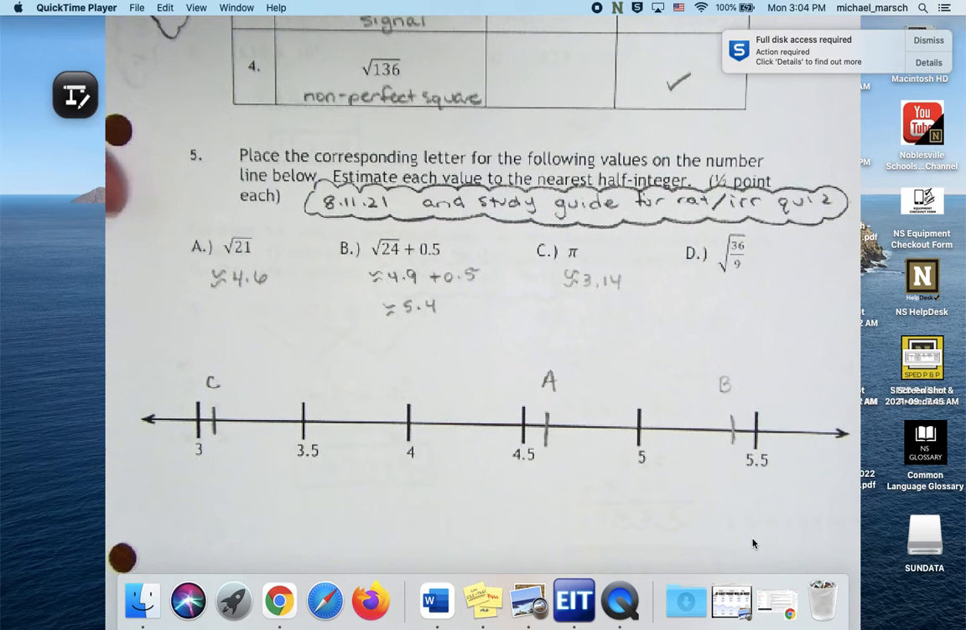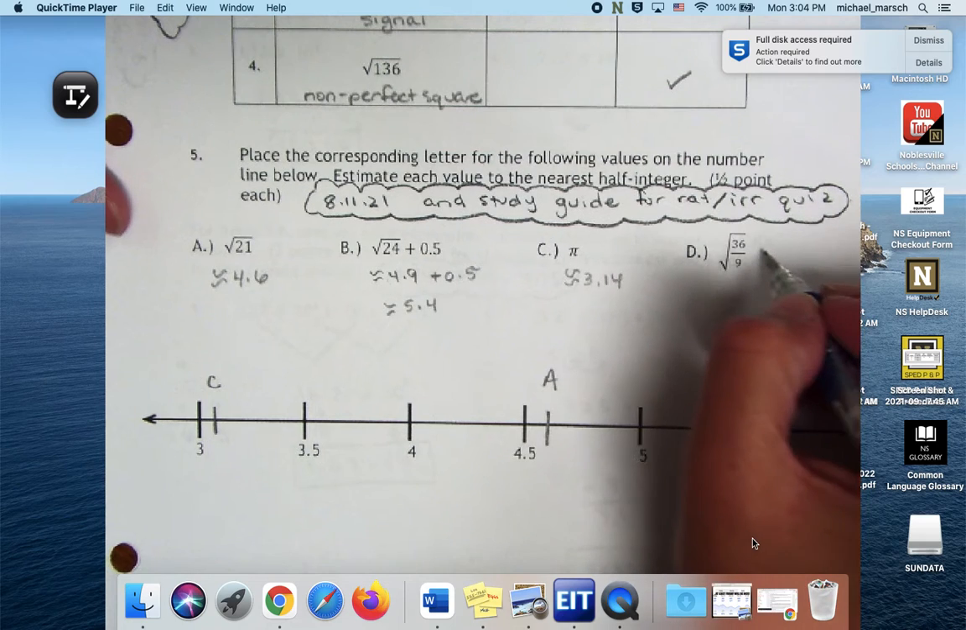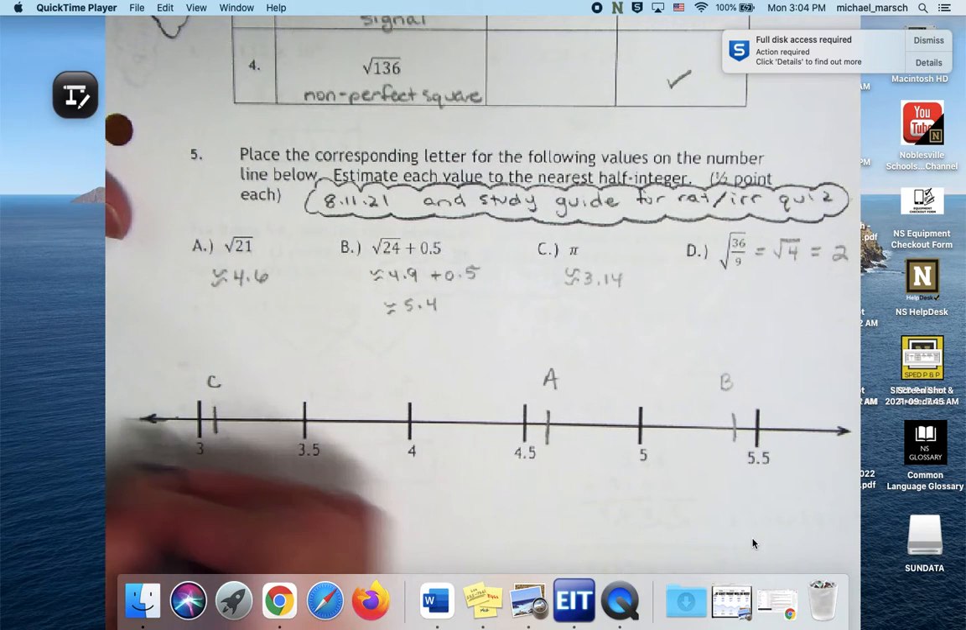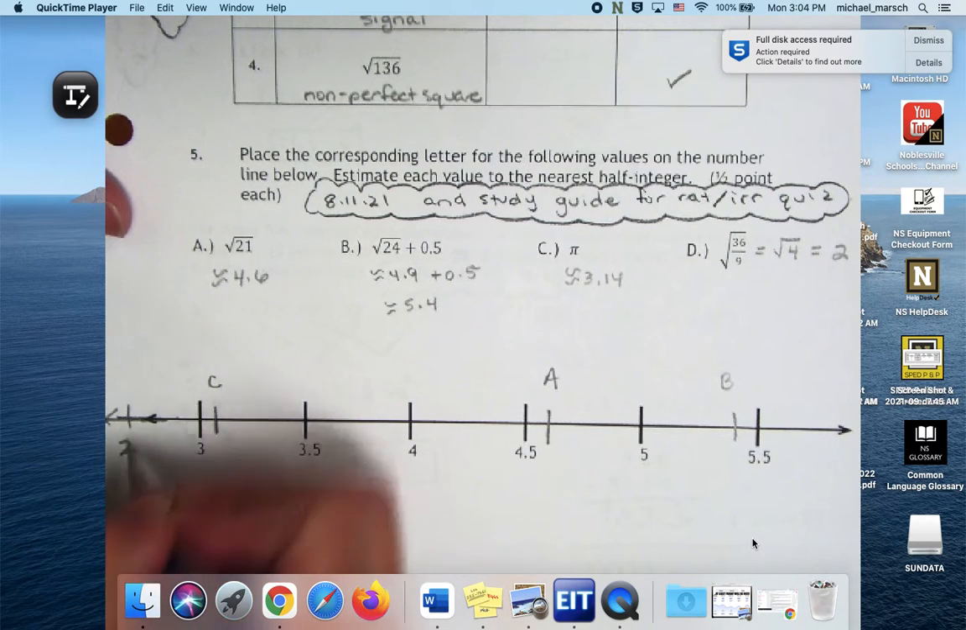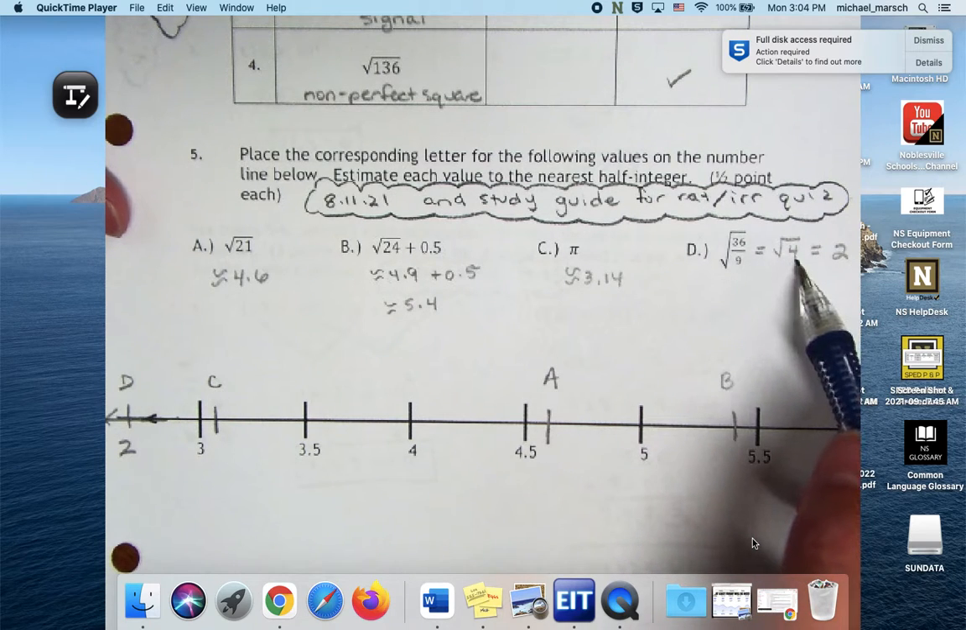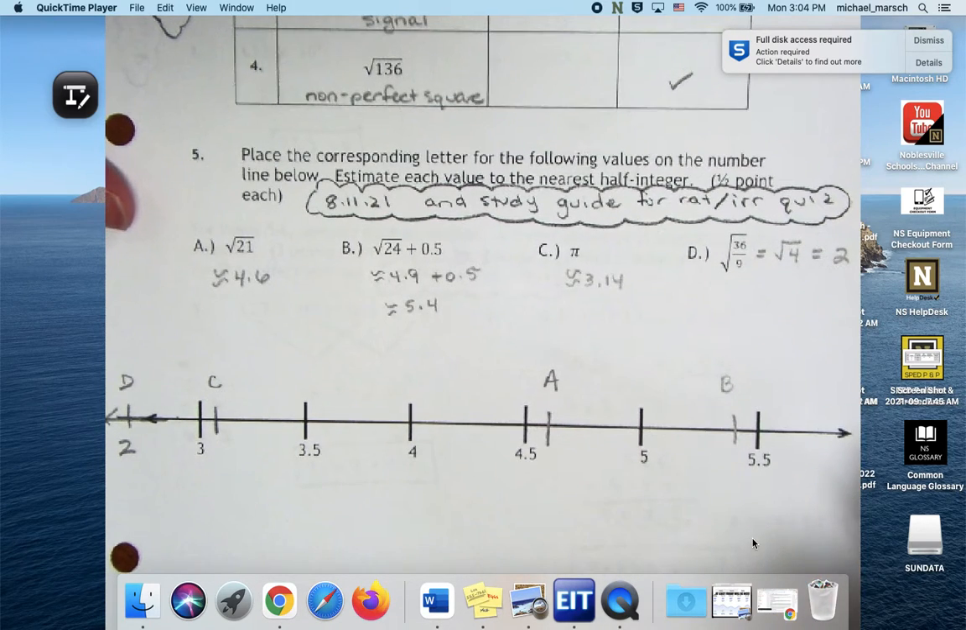And then there's a typo here for D. I'm sorry I didn't see it before I passed these out and made the copies. This would equal square root of 4, which then equals the whole number 2. So really that would go down here somewhere. Right, because 36 divided by 9 is 4. Square root of 4 is 2.